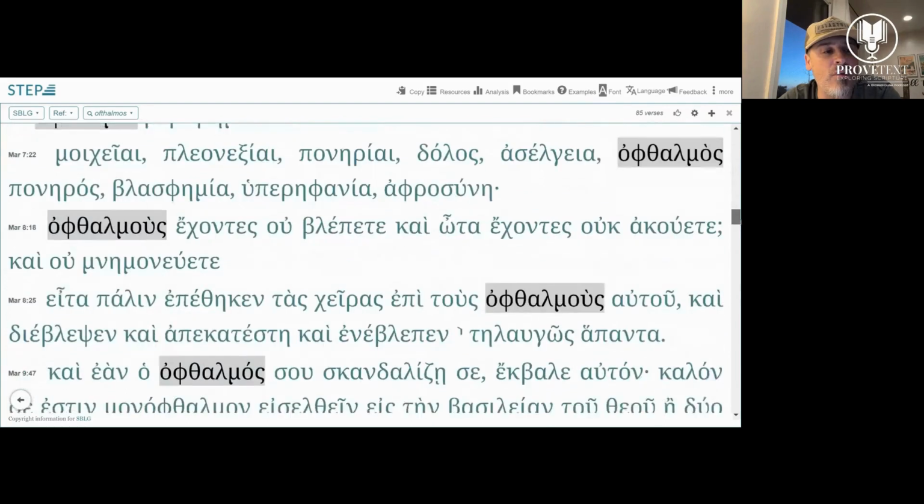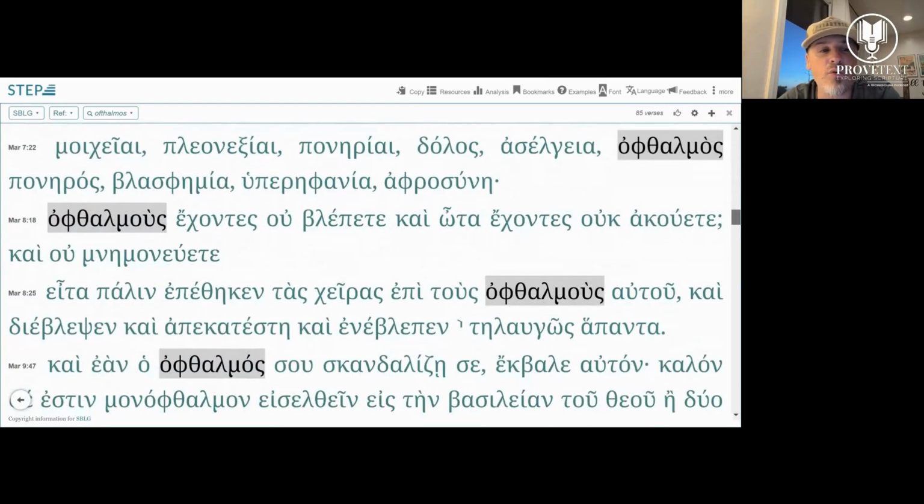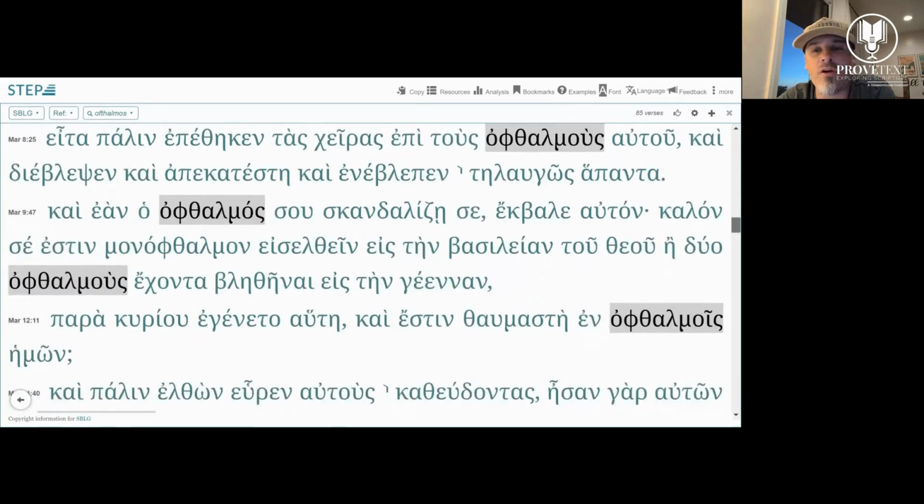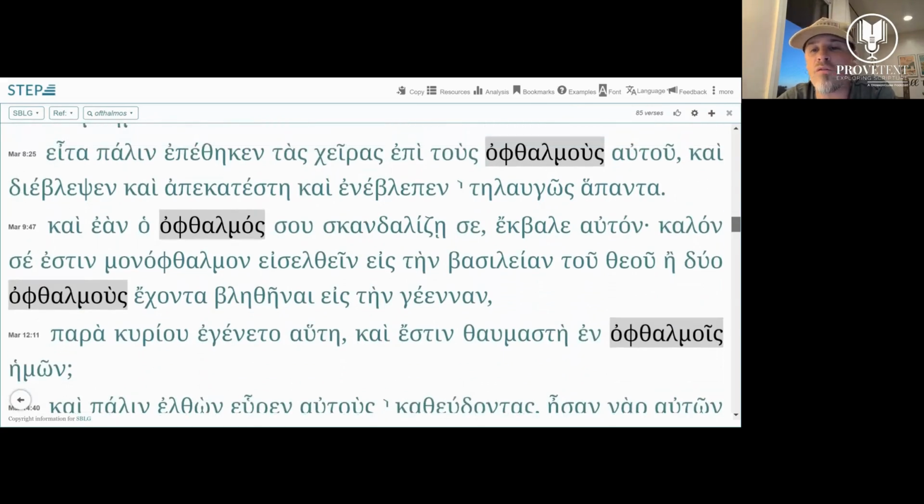Let's look outside of Matthew and see what we got. In Mark 7:22, we have ophthalmos poneros, which is referring to the evil eye, casting a glance of envy on someone to get what they want and hope that bad befalls them in the process. In Mark 8:25, then we have ophthalmous, epi tous ophthalmous autou. We can even start at the beginning of that. Eita palin epetheken tas cheiras epi tous ophthalmous autou. Then again, he put hands upon his eyes.